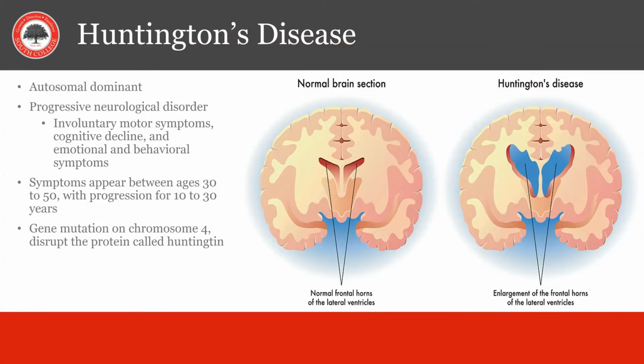Huntington's disease, as we discussed in the very first lecture of this course, is autosomal dominant. And those who get it usually know they're going to have it, as other family members have it already. As we can see here, the frontal horns of the lateral ventricles are much larger in the patients with Huntington's disease.